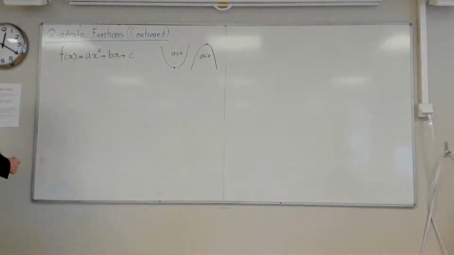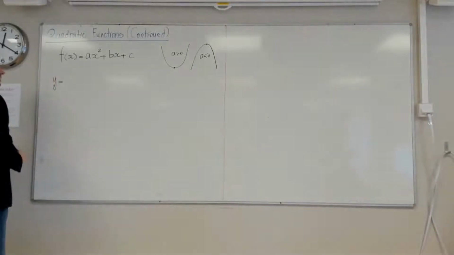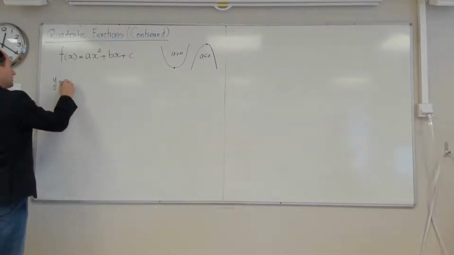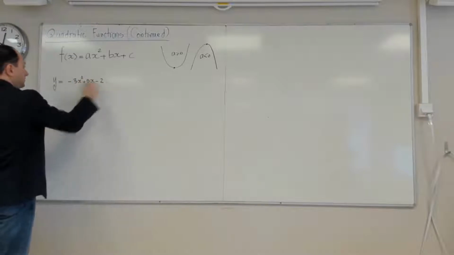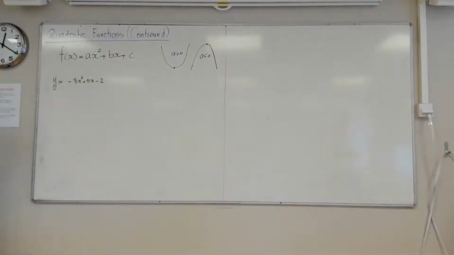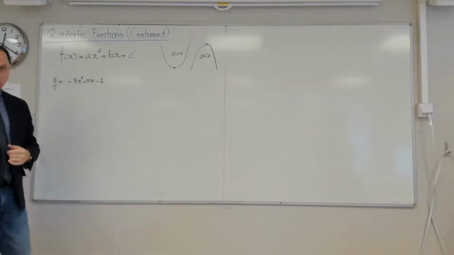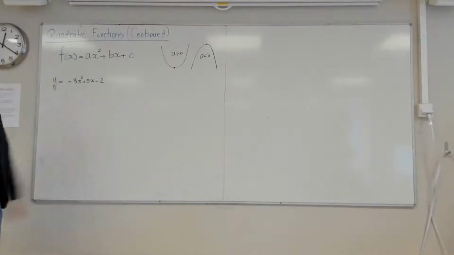So here, let me give you this example. I give you a function. Let me write y instead of f of x. I write y equals minus 3x squared plus 5x minus 2. Well, I just randomly wrote something. Of course, it might be a little bit complicated because of the fractions involved, but I think if you have your calculator and you are good at calculating with fractions, that shouldn't be any problem.